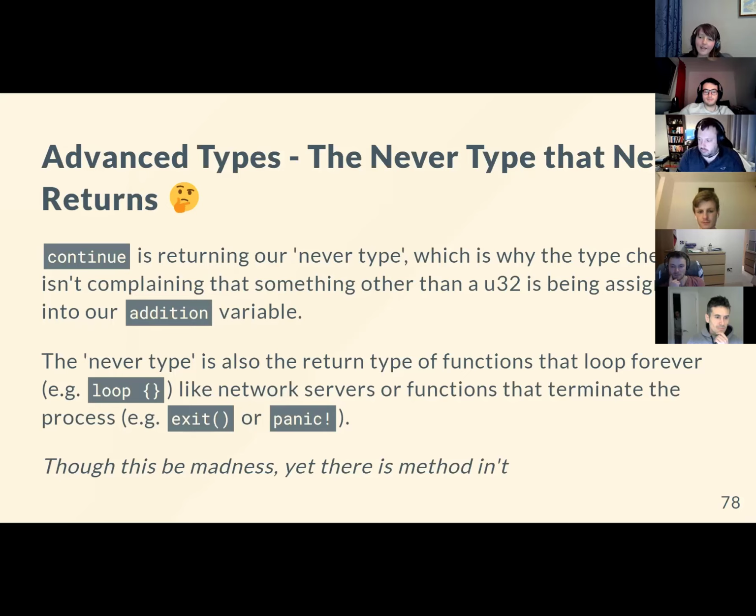So though this be madness, yet there's method in it. So don't be scared. You'll probably never have to think about it beyond knowing that it exists. From what I've heard, I can't think why you would ever need to deal with the never type yourself, but it's good to know it exists, and it gives you a little peek behind the curtain of how internally the type checker and the void checker and all of that manage to string together so nicely.